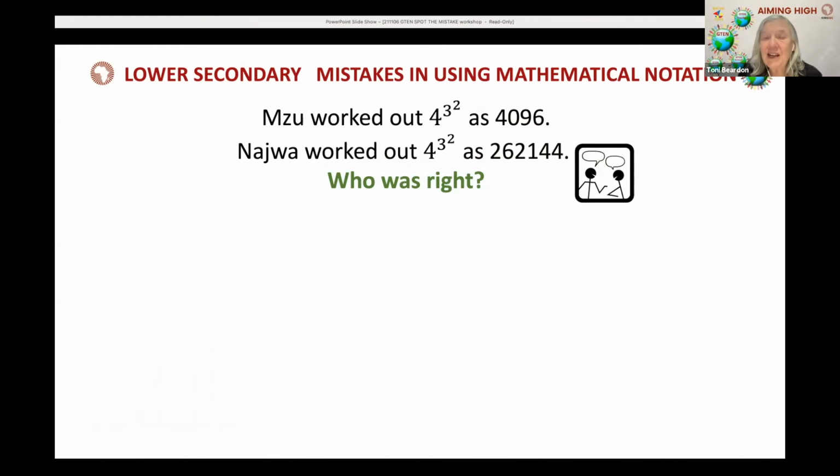We're still in lower secondary. Yeah, and we're doing this one now. Mzu, we worked out 4 to the power 3 to the power 2, got an answer. Najwa did the same, and she got a different answer. Who is right?